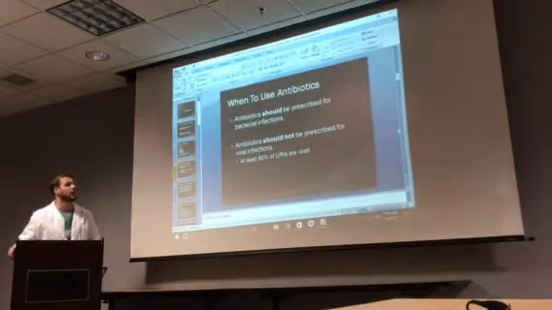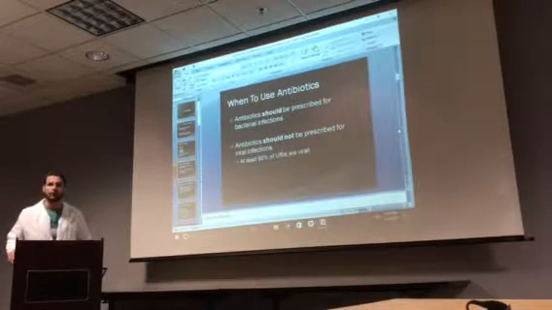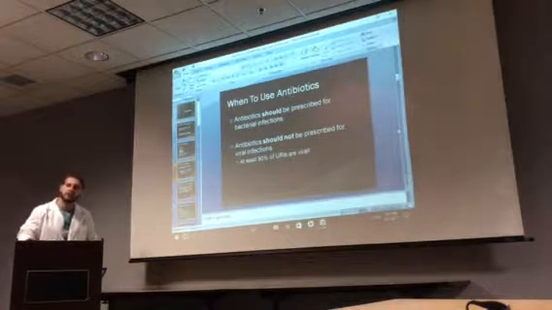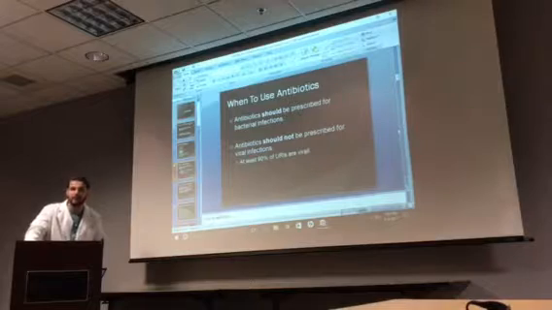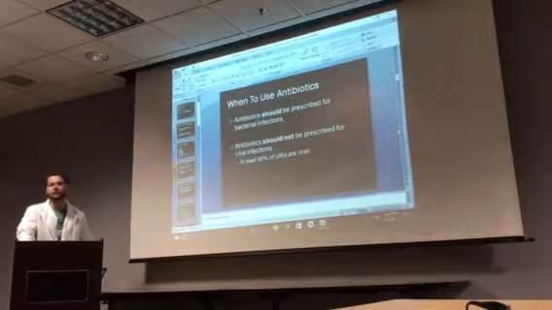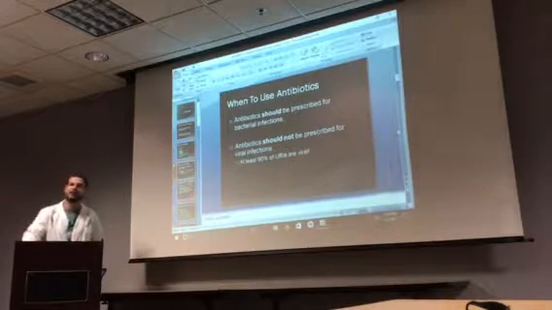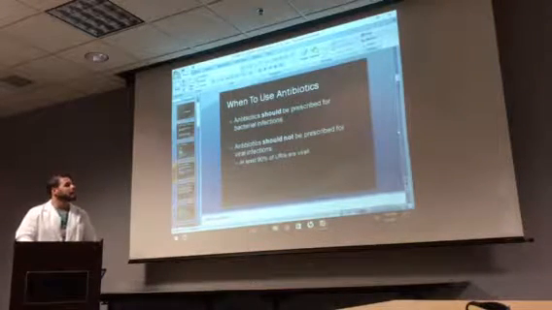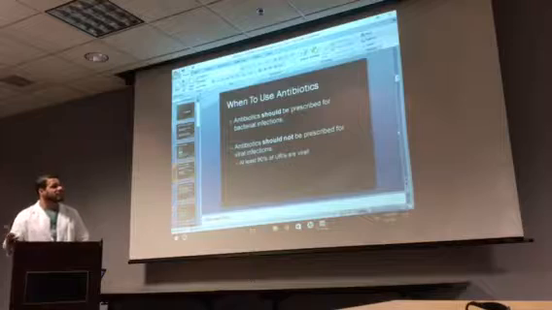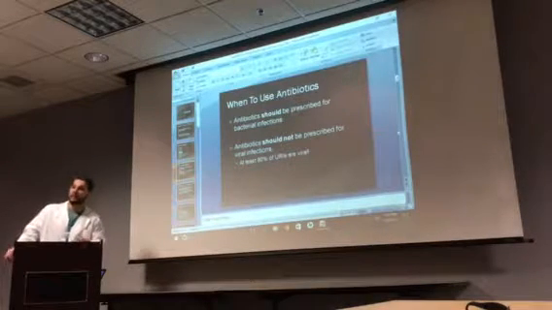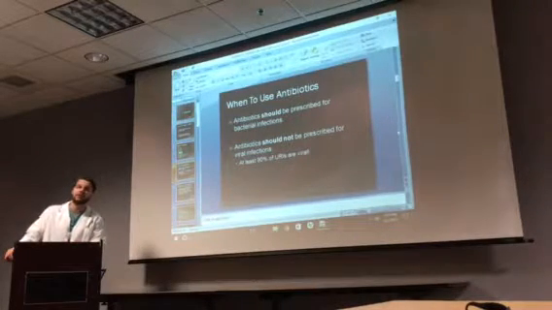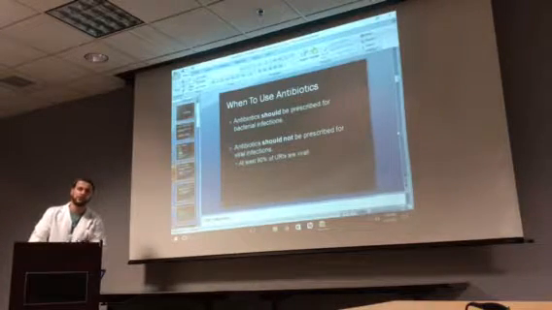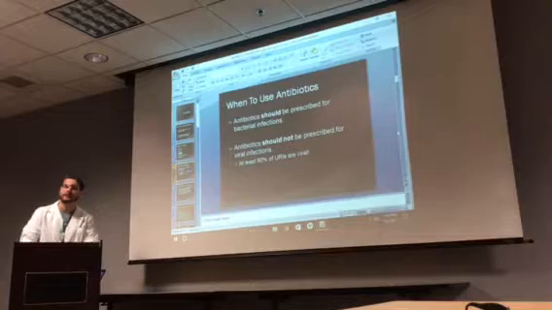When to use antibiotics. This is what we're trying to harp on today. Antibiotics should be prescribed for bacterial infections, not viral infections. An antibiotic is not going to do anything for a viral infection. A viral infection has to run its course. At least 90% of upper respiratory infections are viral in source. So that tells you just how we abuse the use of antibiotics, just due to our education on antibiotics.